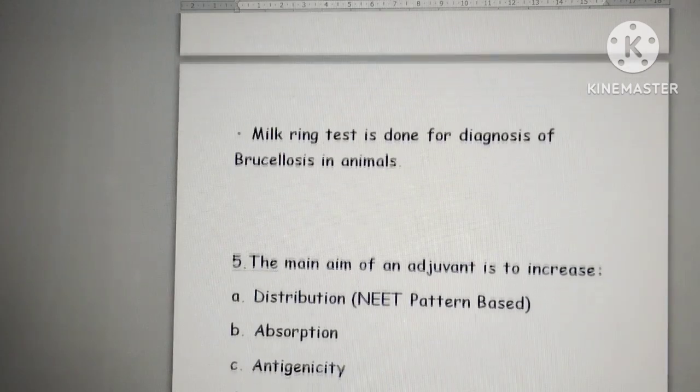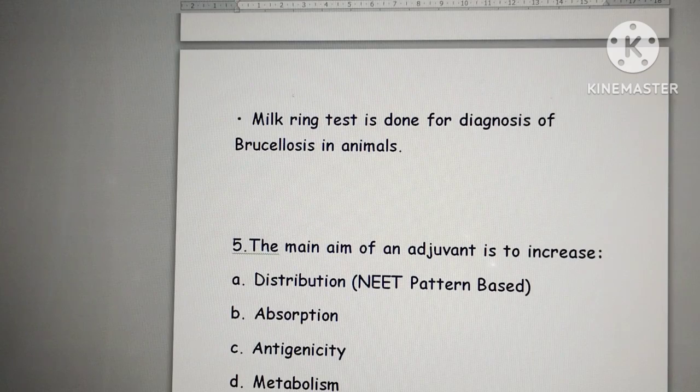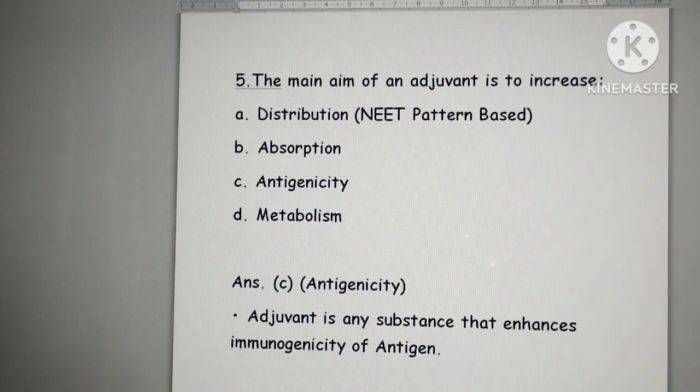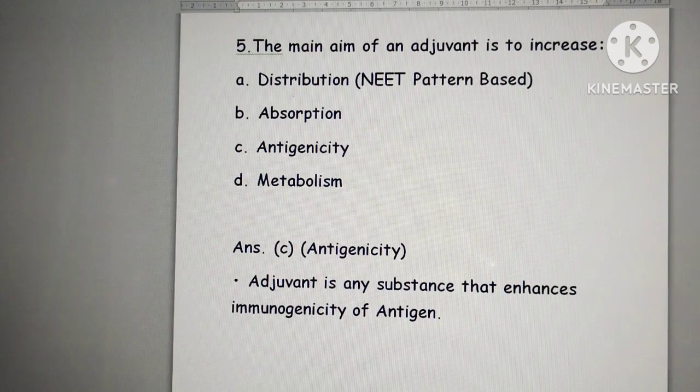So the main aim of an adjuvant is to increase the distribution, absorption, antigenicity, or metabolism? Yeah, it is antigenicity. An adjuvant is a substance that enhances the immunogenicity of an antigen. Some examples are alum, Freund's adjuvant, and bacterial lipopolysaccharide. These are all examples of adjuvants. They can also ask only the examples.